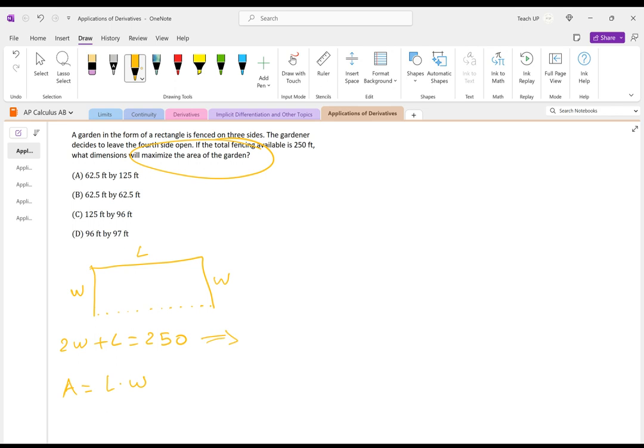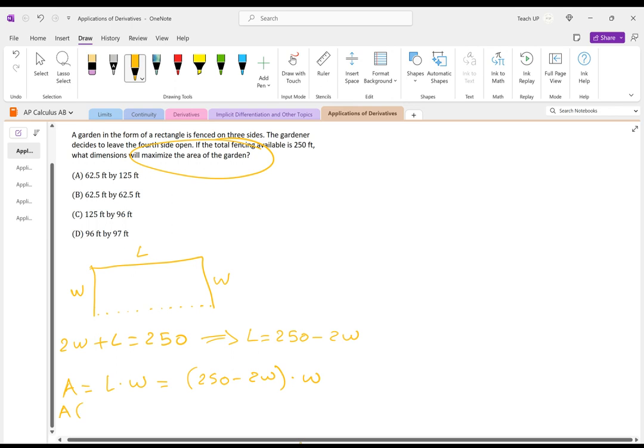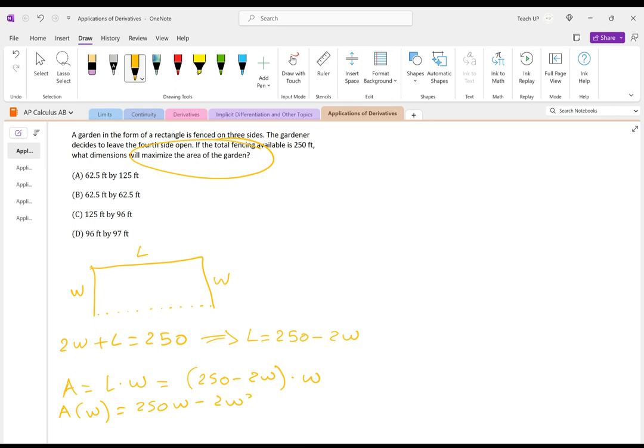We're going to solve for one of the variables. Let's go ahead and solve for L. L is equal to 250 minus 2W. So substituting that expression into the area formula, that's going to give us 250 minus 2W times W. That means that the area as a function of the width is going to be 250W minus 2W squared.